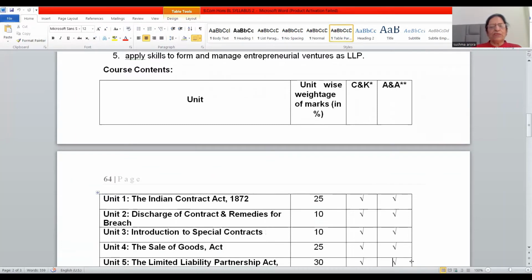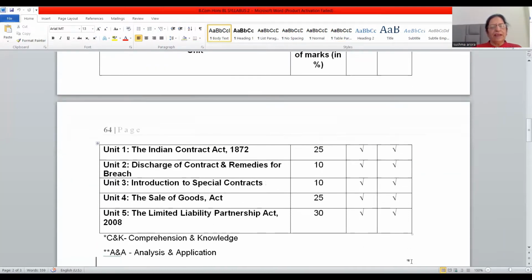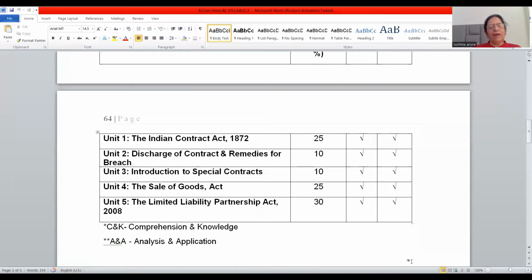marks in terms of percentage? There are 5 units in the syllabi of BCom Honors as well as BCom program. The first unit is Indian Contract Act 1872. This is out of a 100 marks paper. Okay, so this will be 25%. 25% out of 100 will be given to this ICA 1872.